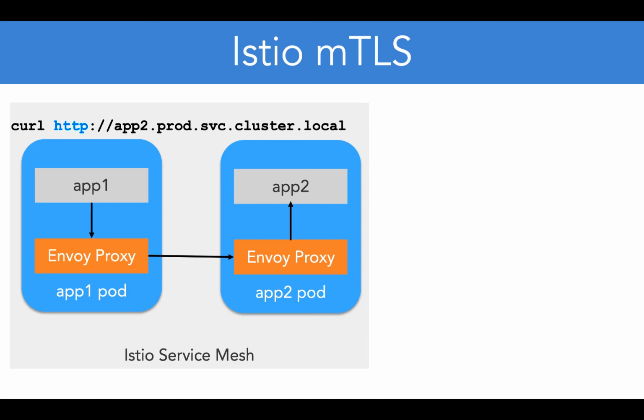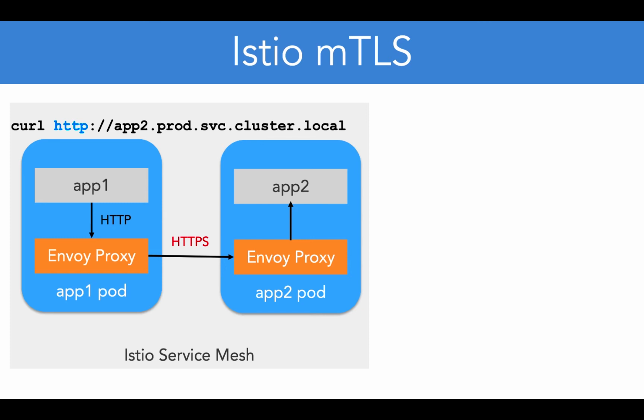What happens is that even if you send traffic using curl HTTP, that traffic uses HTTP protocol to go from the application container to the envoy proxy container. But from envoy proxy container, it is transformed into an HTTPS call or SSL over HTTP or TLS over HTTP. So all your traffic is encrypted if you're going from one pod to another. So this is called mutual TLS.